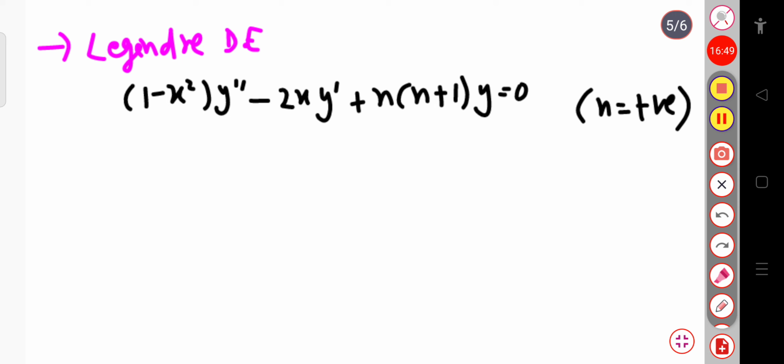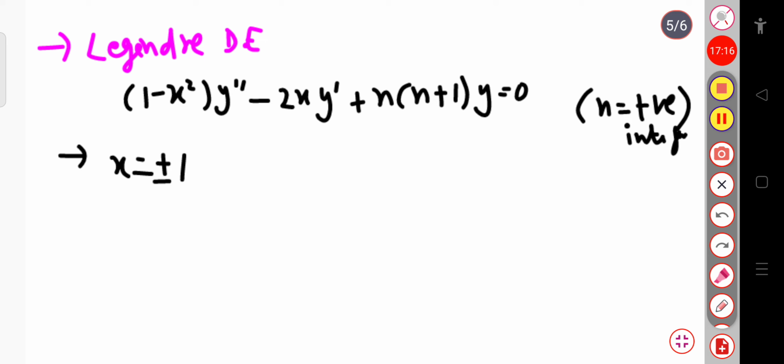So (1 minus x square) whole into y double prime minus 2x y prime plus n into (n plus 1) whole y equal to 0. This represents the Legendre differential equation. And here x equal to plus or minus 1, since we have already calculated in our PG syllabus as well as your plus 3 syllabus. So here we are not going into further detail on it.